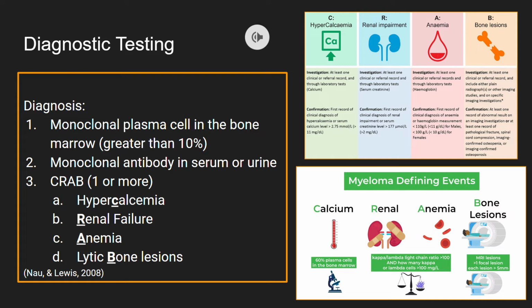And then the third is 1 or more CRAB, and this is an acronym for hypercalcemia, renal failure, anemia, and lytic bone lesions. These are done through blood tests, CT scans, and x-rays. The diagrams and images to the right show in more detail exactly what values need to be found, but just to keep it simple, just remember CRAB.